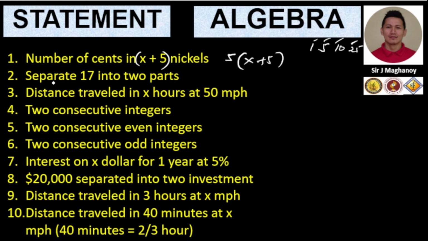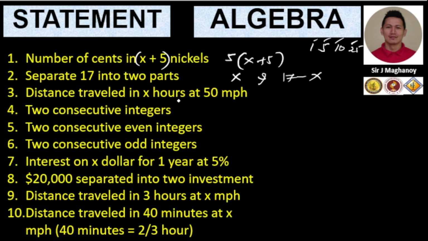Here, separate 17 into two parts means that we have two numbers. If we let x be our first number, then our second number is 17 minus our first number. That is equivalent to two numbers or two parts. Our first part is x, and our second part is 17 minus x. That is in algebraic form.